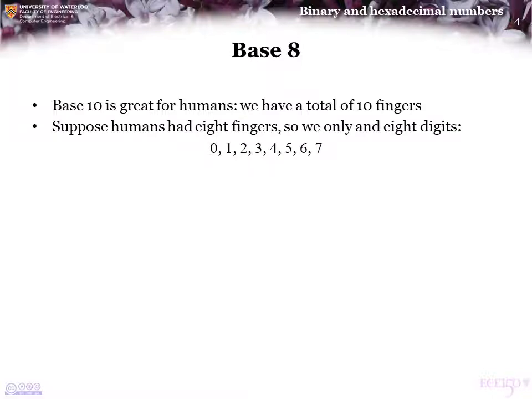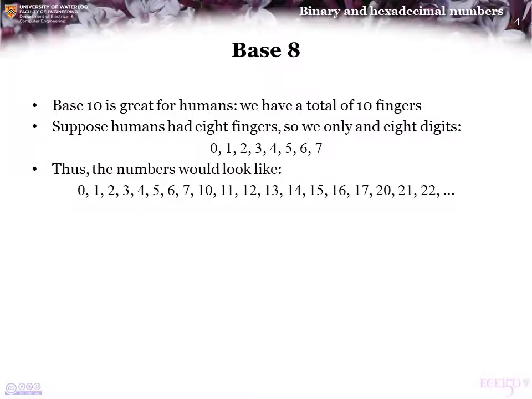Suppose humans had only 8 fingers. In this case, we probably would have only come up with 8 digits. Indeed, if we have only 8 digits, that means we have only 8 fingers. Oh well, carrying on. Thus, our numbering system would look like the following. After 7, there's no more digits, so now we have to go to 10. So consequently, 10 would represent one more thing than 7. 7 represents 7 objects. 10 in base 8 would represent 8 objects.